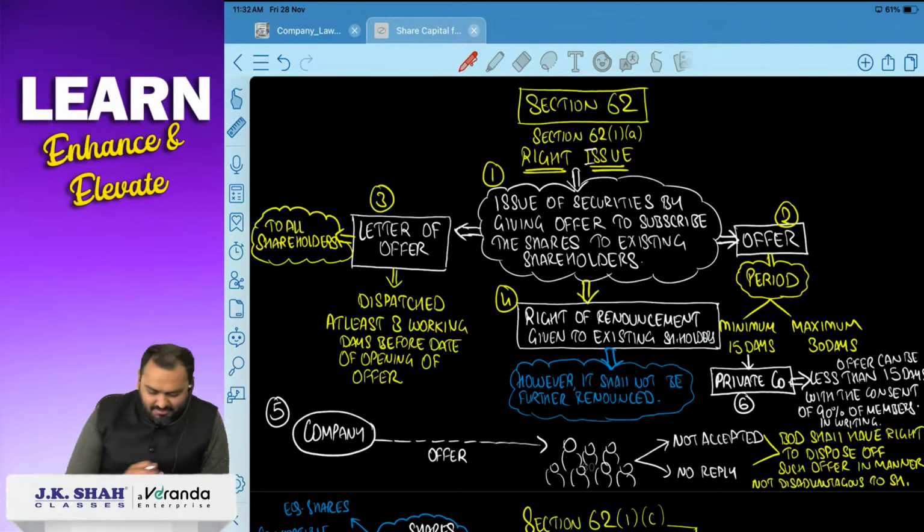That was our game plan actually. Okay, fine. Chalo, let's go.